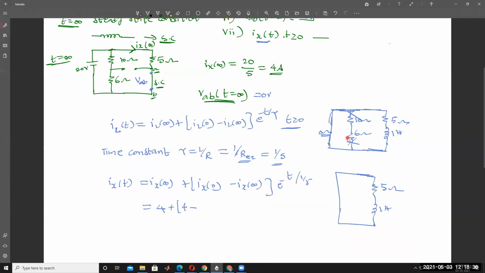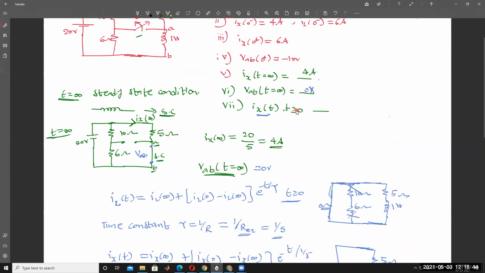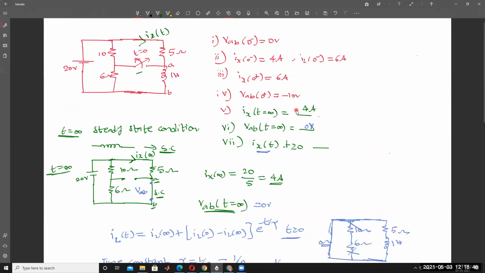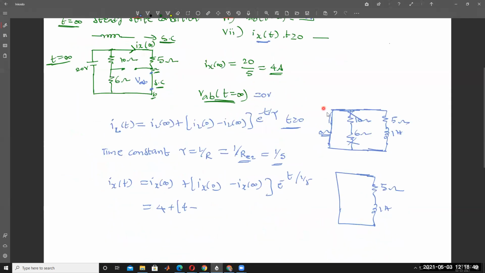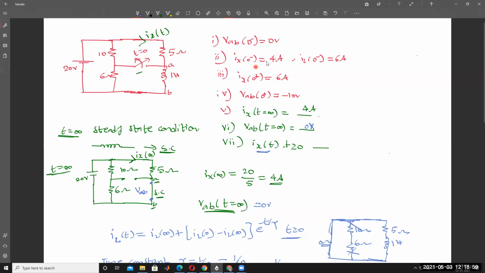And ix of infinity, how much? 4 amps. Ix of 0 plus is equal to 6 here. Just after the switching action, here ix of 0 plus is what we need. Don't take ix of 0 minus. Okay, don't take ix of 0 minus here.